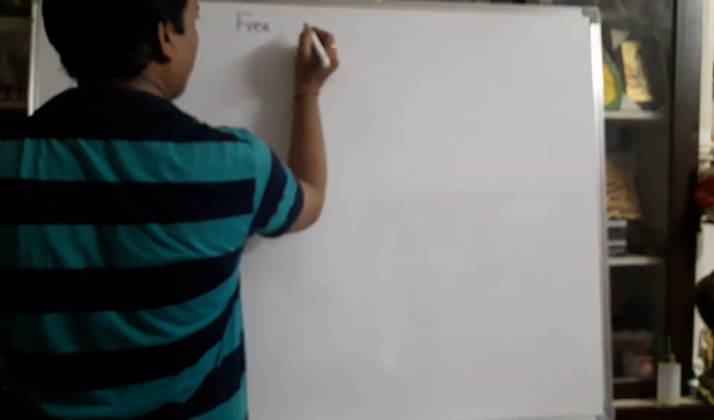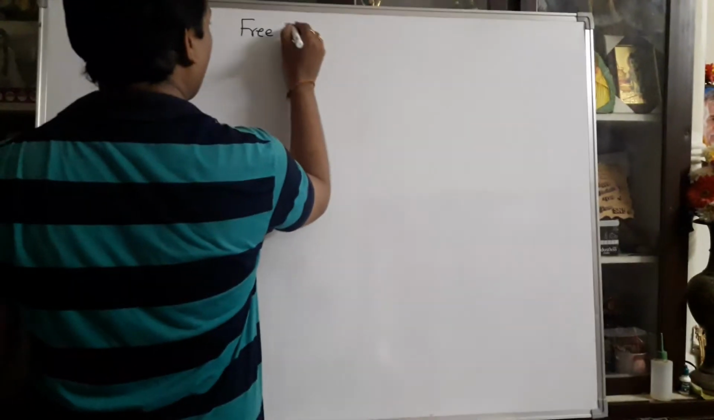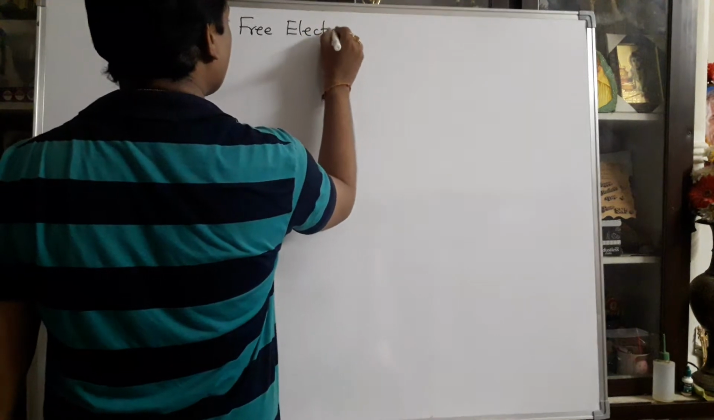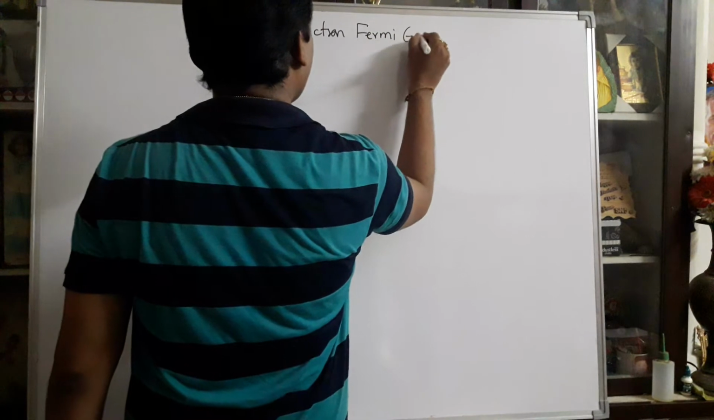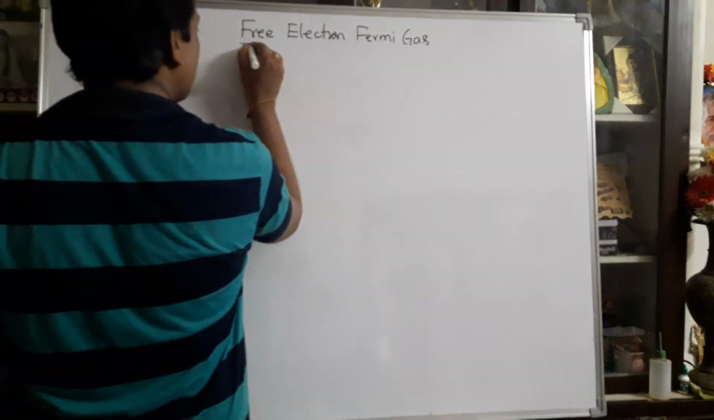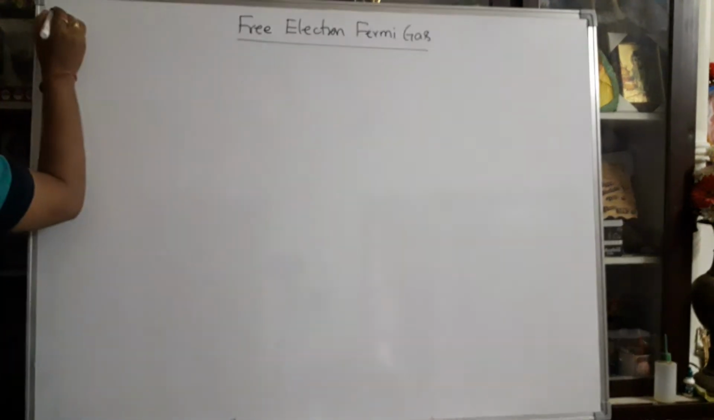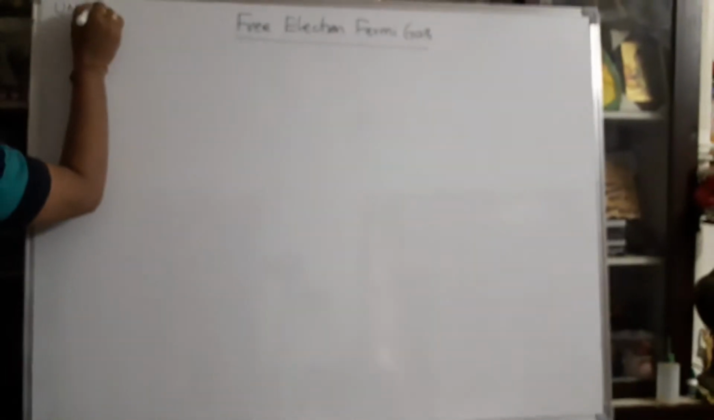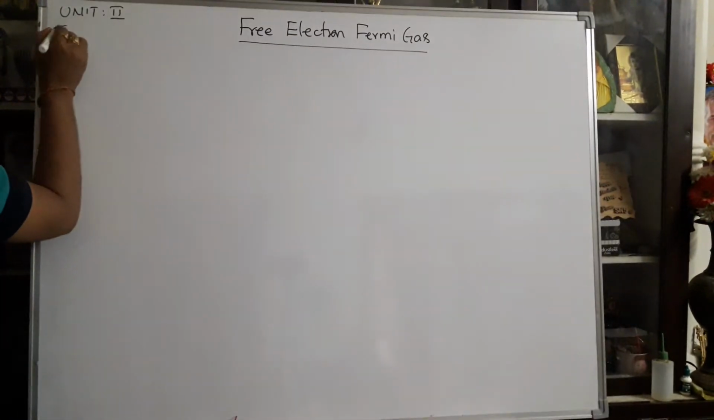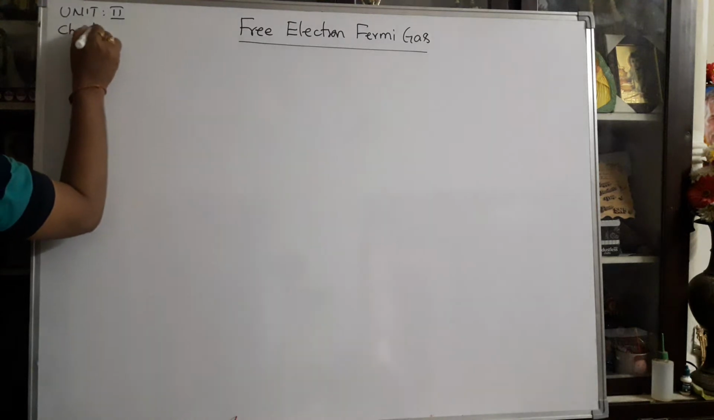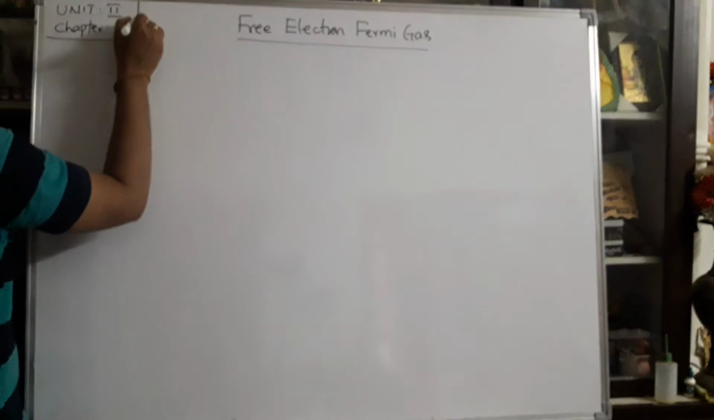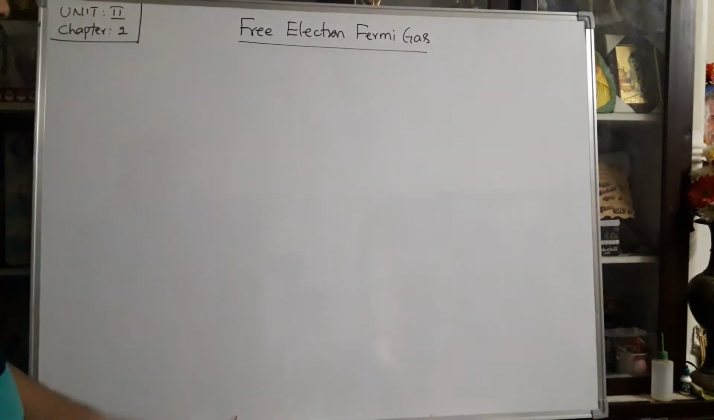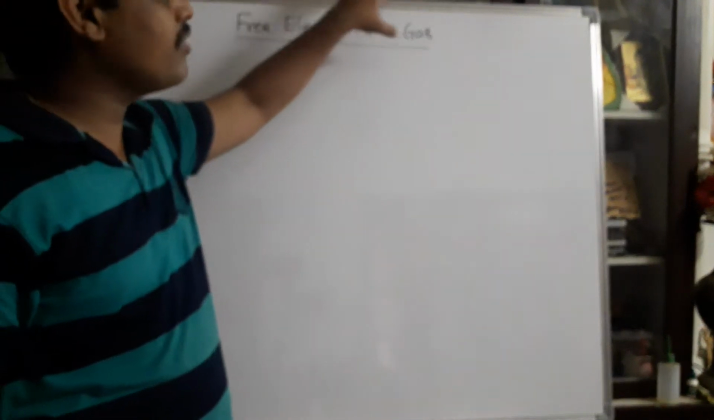Free Electron Fermi Gas. This belongs to unit number 2. Particularly, it is the second chapter: unit number 2, chapter 2. The first chapter was phonons and lattice vibration. So our present chapter is free electron Fermi gas.